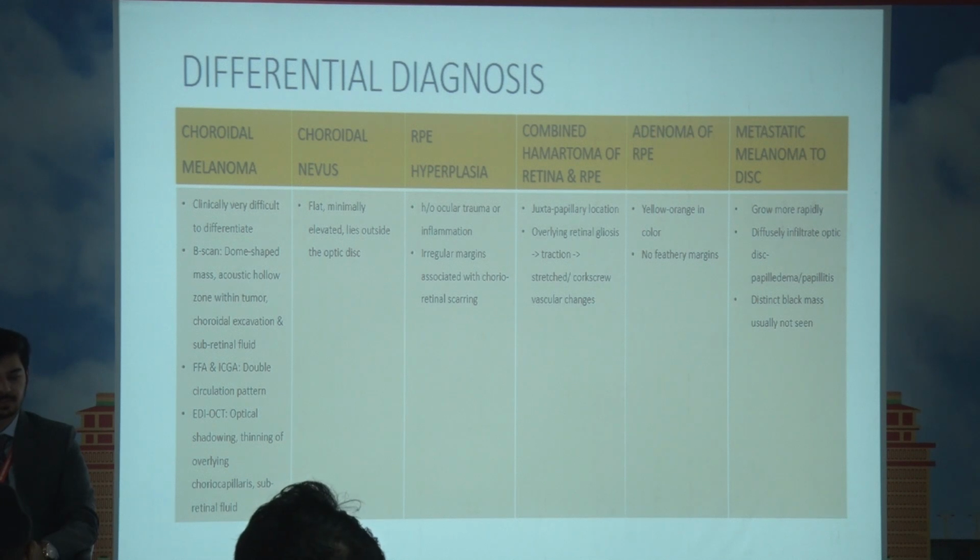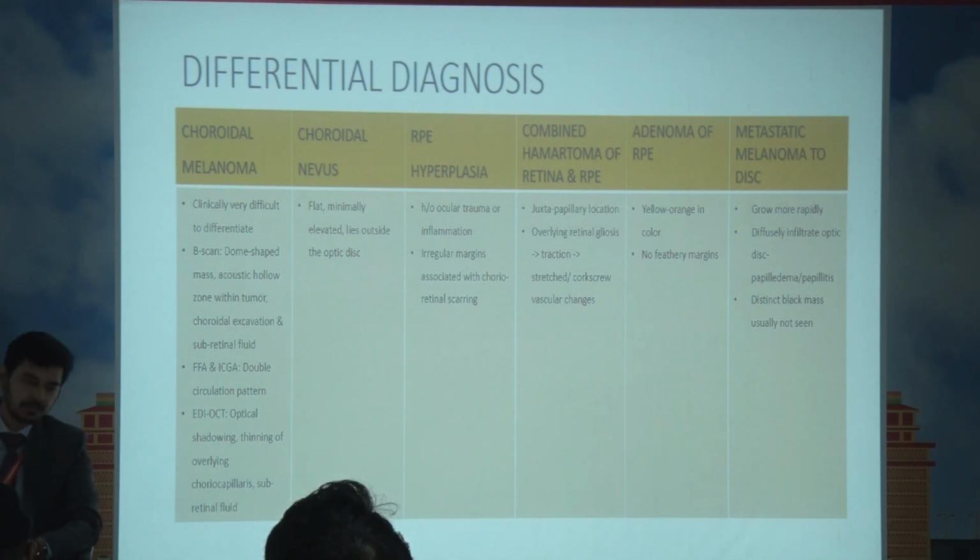Now these are the possible differentials that I had kept before reaching my diagnosis. One was a choroidal melanoma, which is clinically very difficult to differentiate, but if we use B scan, fundus fluorescein angiography or enhanced depth imaging OCT, we can get the characteristic features. B scan has a dome-shaped mass with an acoustic hollow zone within the tumor. FFA and ICG will show a double circulation pattern, and in enhanced depth imaging OCT, there will be optical shadowing, thinning of the overlying choriocapillaris and subretinal fluid.